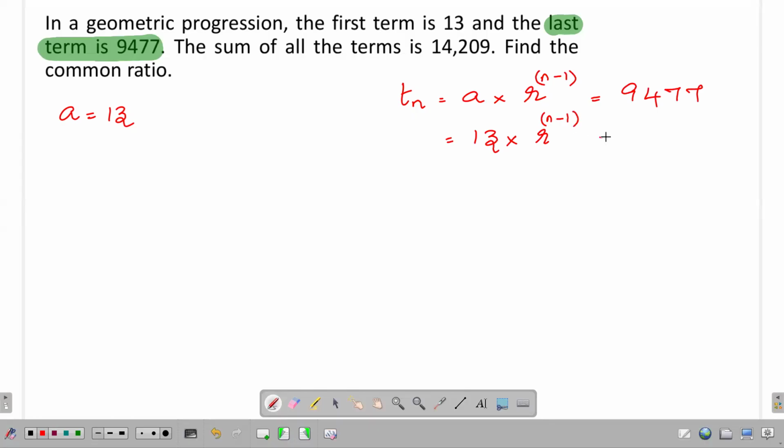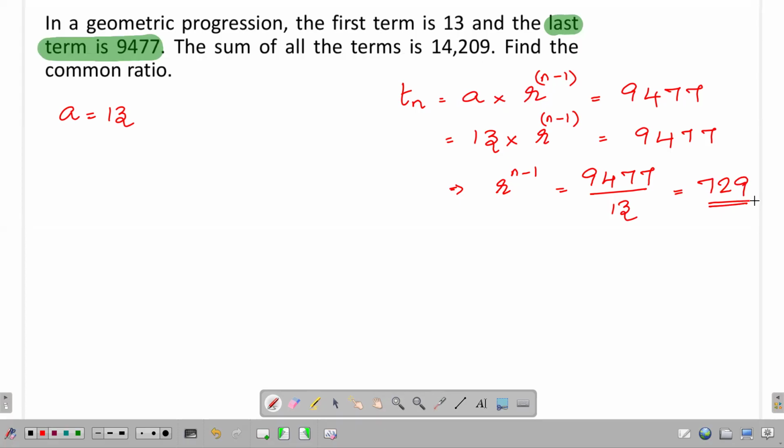You can see this is coming here as 9477. So upon further simplification, I can see that r power n minus 1 is equal to 9477 divided by 13, which I have calculated. When I do 9477 upon 13, I can say this result will come here as 729.